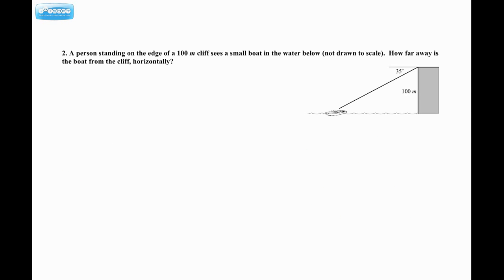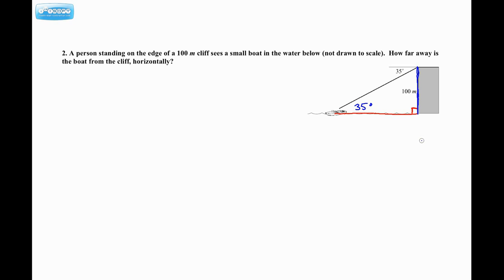A person standing on the edge of a 100-meter cliff sees a small boat in the water below. How far away is the boat from the cliff horizontally? So here we have a boat floating in the water. This is a cliff. It is 100 meters. Okay, and we want to know this distance here, horizontally. Okay, so this is a right triangle. All right. We are given that this angle here is 35 degrees. But because the water level is parallel to this line, okay, this must also be 35 degrees. Okay. We call these alternate interior angles.